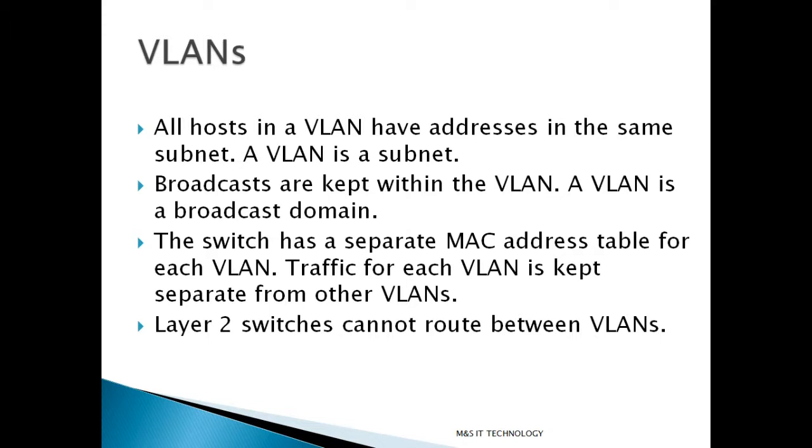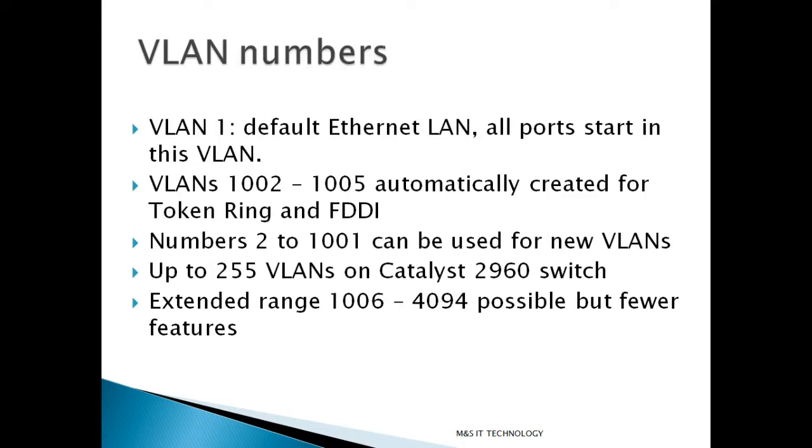VLANs. All hosts in a VLAN have addresses in the same subnet. A VLAN is a subnet. Broadcasts are kept within the VLAN. A VLAN is a broadcast domain. The switch has a separate MAC address table for each VLAN. Traffic for each VLAN is kept separate from other VLANs. Layer 2 switches cannot route between VLANs.